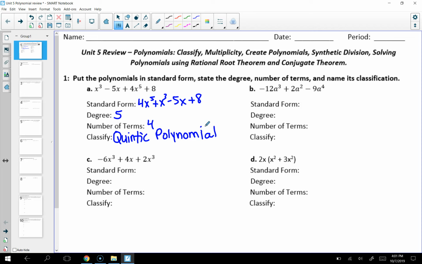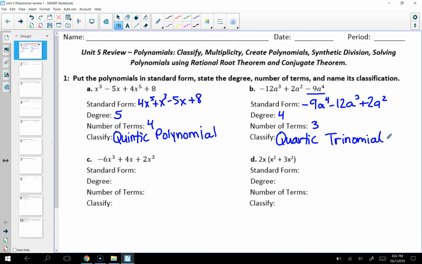Alright, part B. Standard form again. I see this piece has the highest exponent, so it's going to go first. So negative 9a to the 4th, then minus 12a cubed, and then plus 2a squared. This time my highest degree is a 4. I have 3 terms this time. So a degree of 4 is called a quartic. Remember, 4, core, it rhymes. And 3 terms makes it a trinomial.